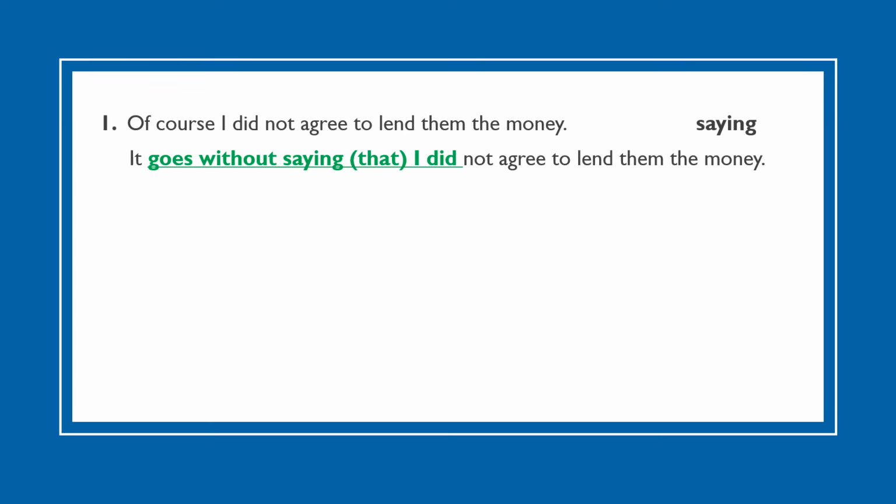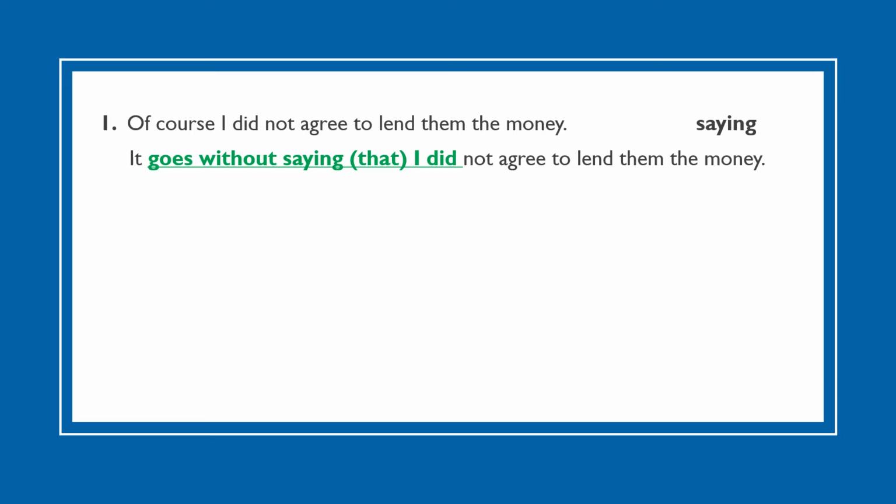Okay, so the answer to number 1 is it goes without saying that I did not agree to lend them the money. The idiom it goes without saying is very similar to of course. It's obvious, so it's not necessary to say it. Note that the that is optional. You can either include it or omit it.